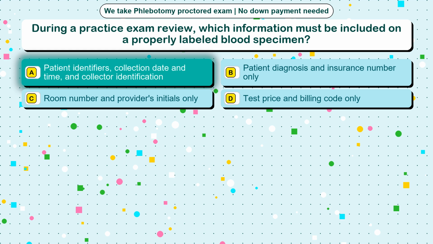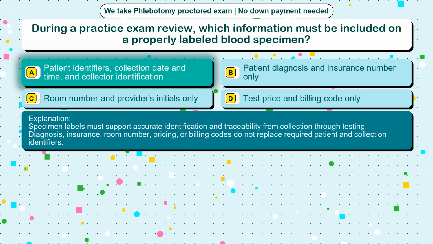The correct answer is option A, patient identifiers, collection date and time, and collector identification. Specimen labels must support accurate identification and traceability from collection through testing. Diagnosis, insurance, room number, pricing, or billing codes do not replace required patient and collection identifiers.